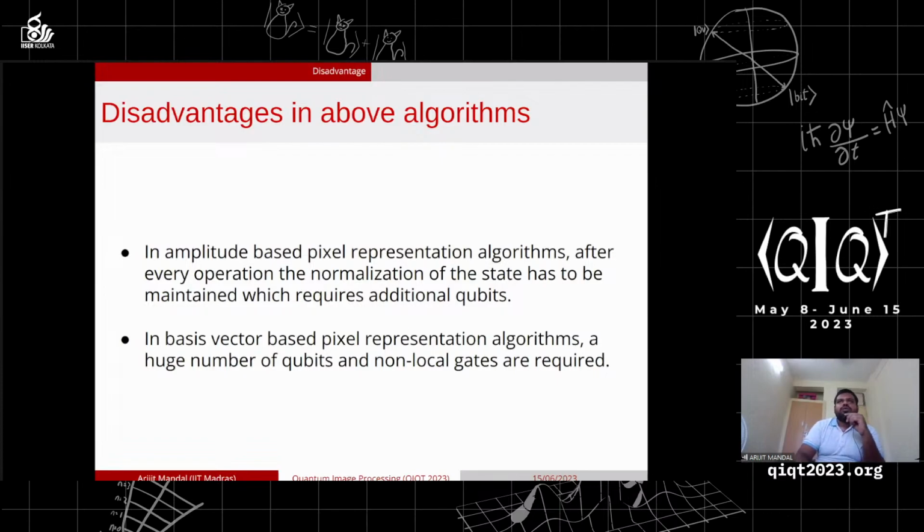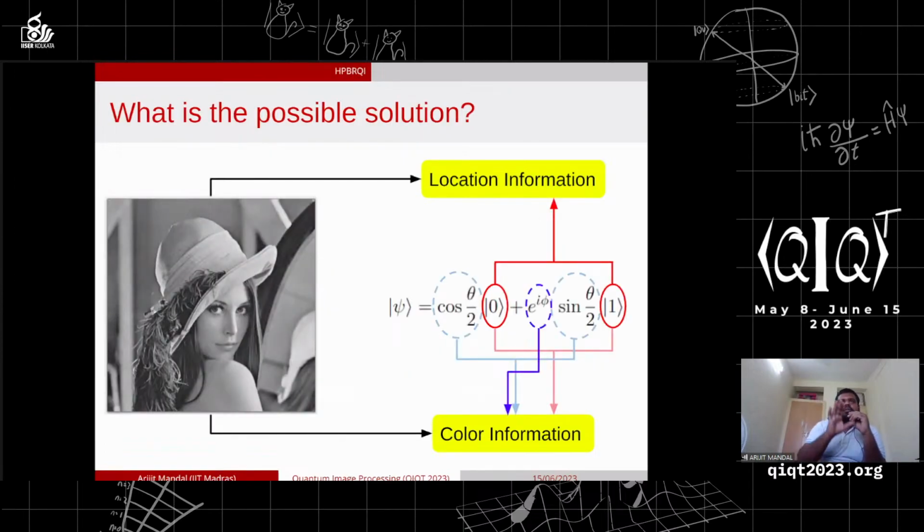So let's see what is the possible remedy, I mean a possible way to reduce these disadvantages. Till now we have represented our color information either in the amplitude or in the basis. Now there is one more part of a quantum image, which is the phase.